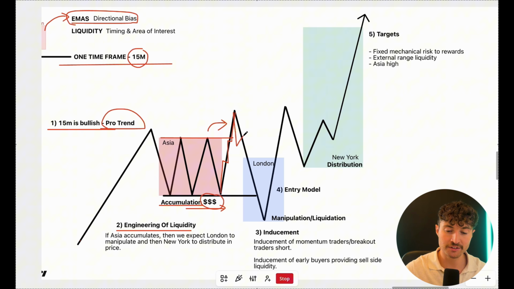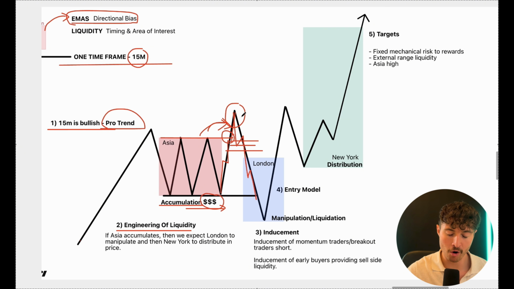Then once we've seen that, the institutions take price lower, because what this is actually going to be doing is inducing traders long to the buy side, seeing this as a breakout to the upside. And so they're going to have stop losses in this move right here. And so they're further providing sell side liquidity into the market. So once we've seen that, then we're looking for that liquidation below the Asia low.